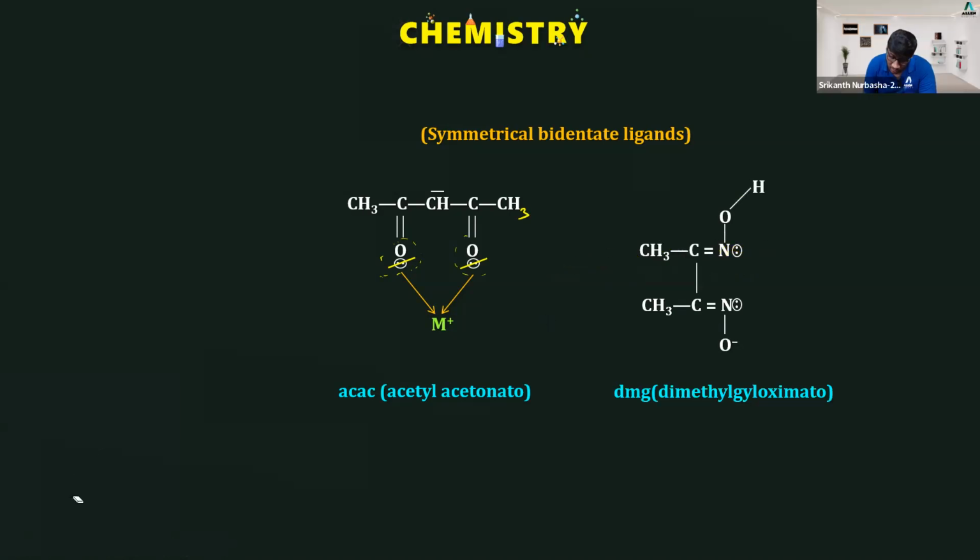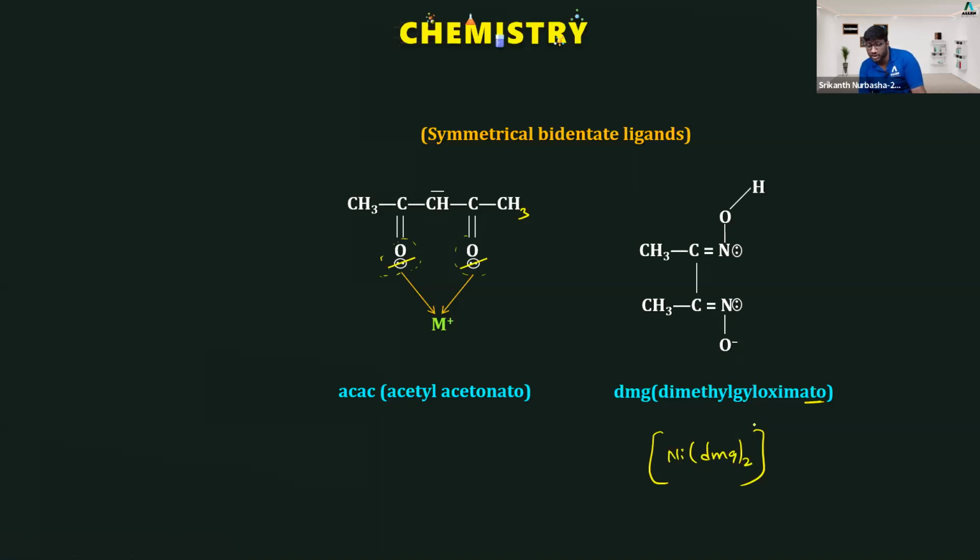Write down the other example also. DMG, dimethyl glyoxime. It should be dimethyl glyoxime, but we have to replace the ime with imato. So DMG is dimethyl glyoximato, and it can preferentially form a complex with nickel. And what is that complex? Ni(DMG) taken twice. What is the oxidation state of nickel here? Nickel will be in the +2 oxidation state.